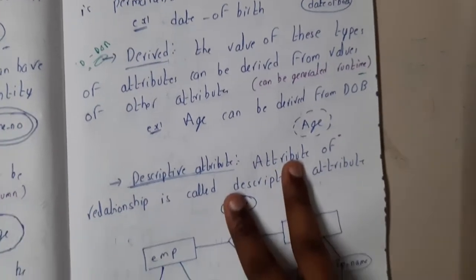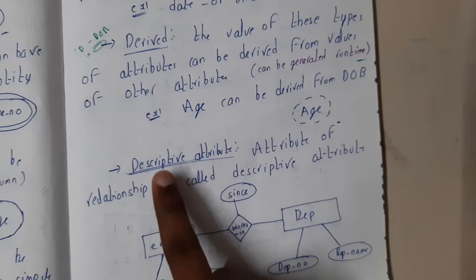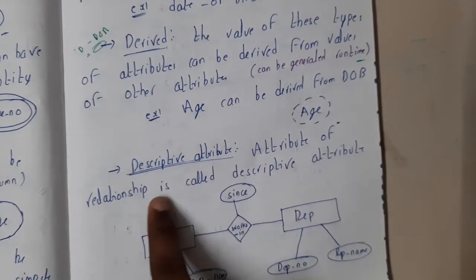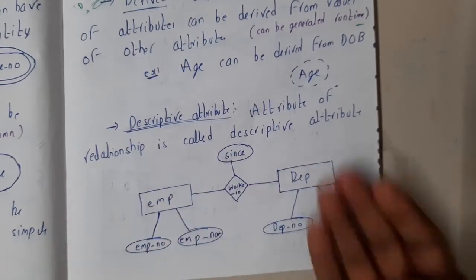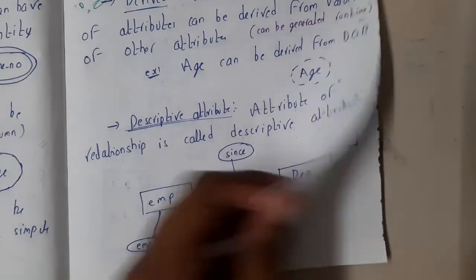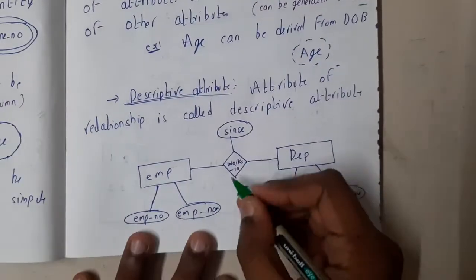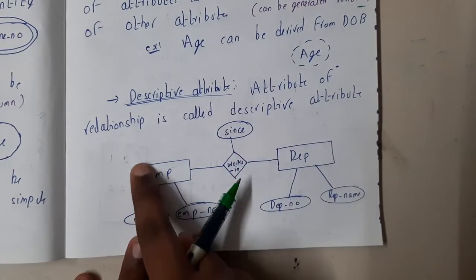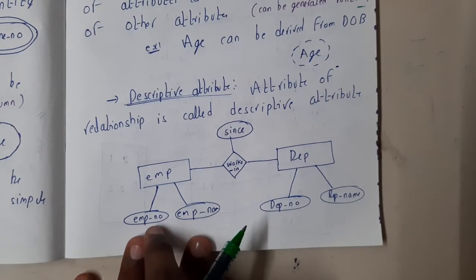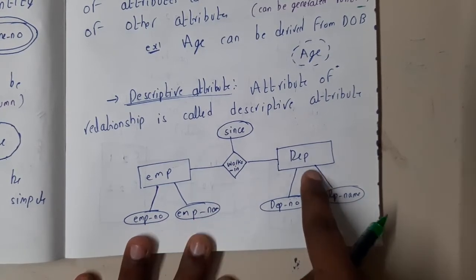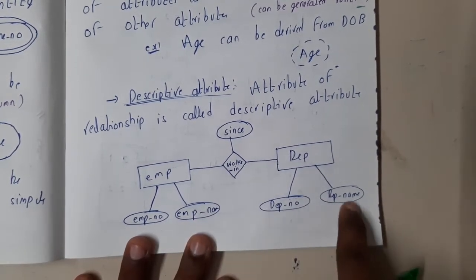Okay. And descriptive attributes. Attributes of a relationship are called descriptive attributes. Yes. So a simple structure will look in this way, guys. So this is nothing but an entity set, right? The table name is employee. It is having two columns in simple words: employee number, employee name. Here it is having department: department number, department name.